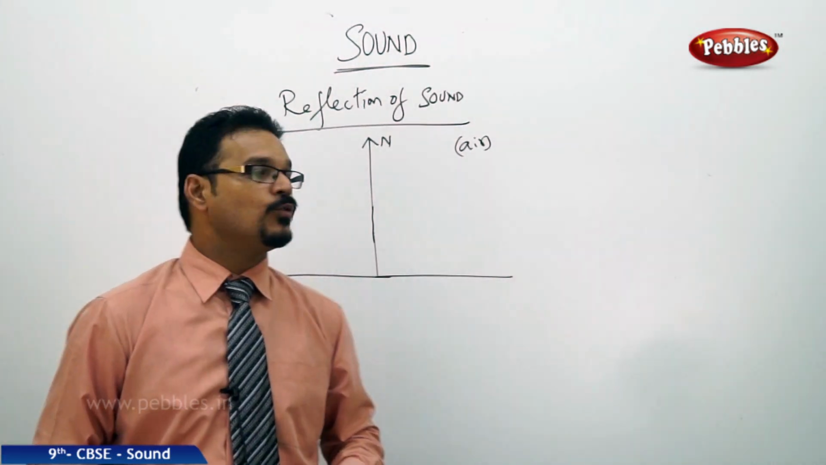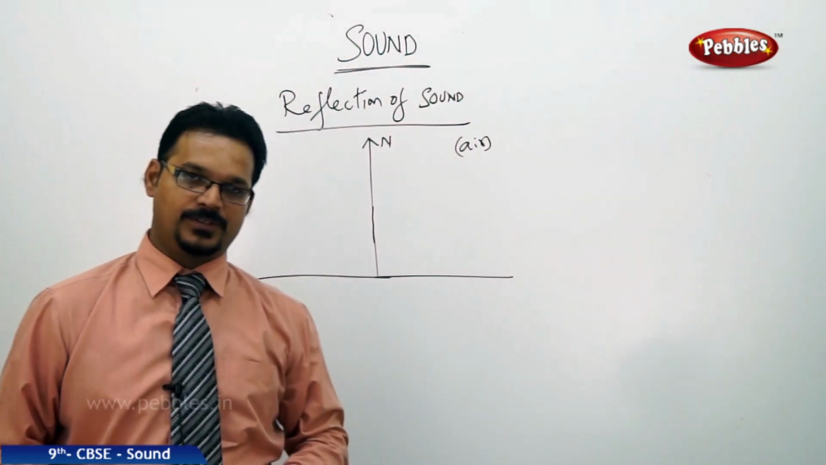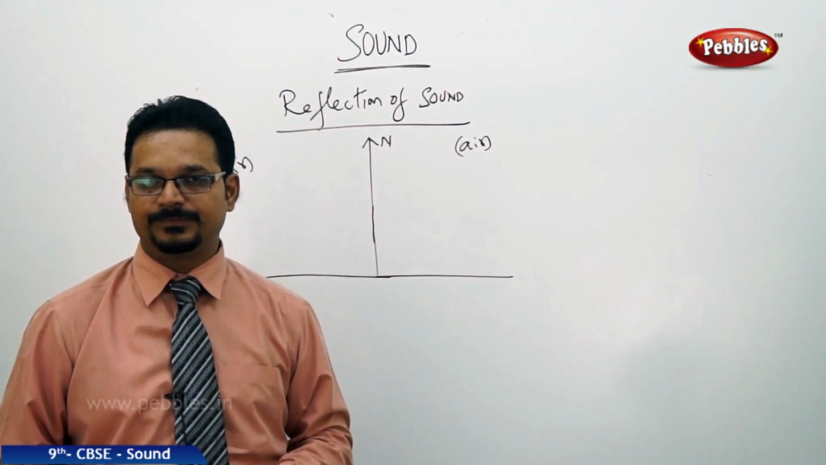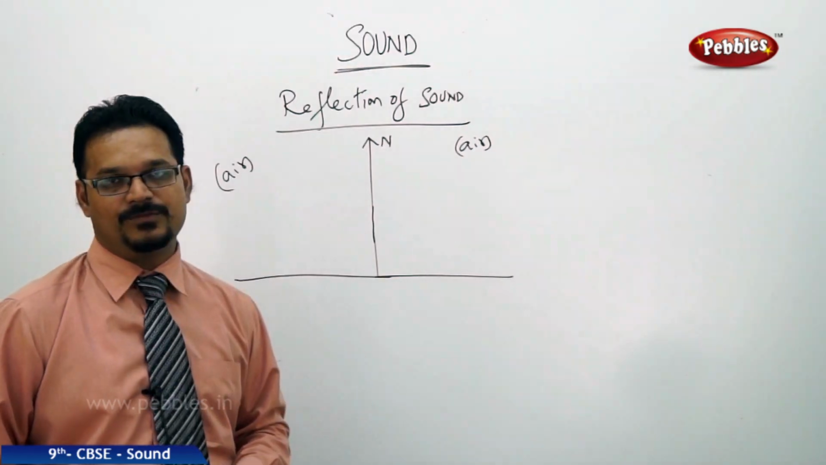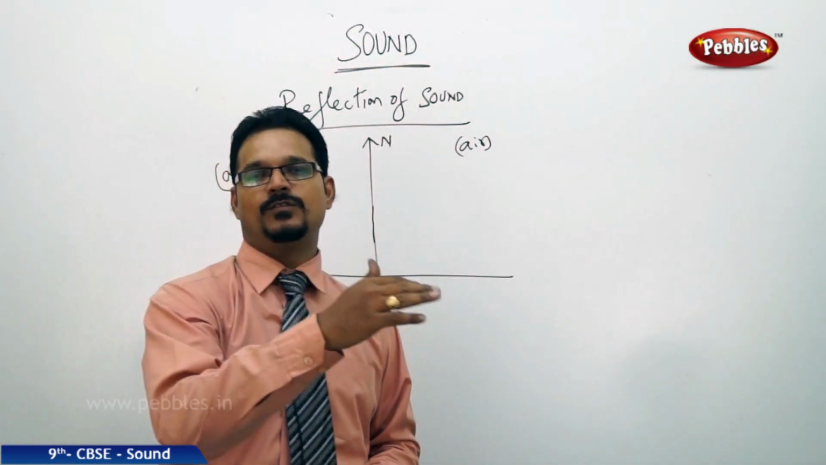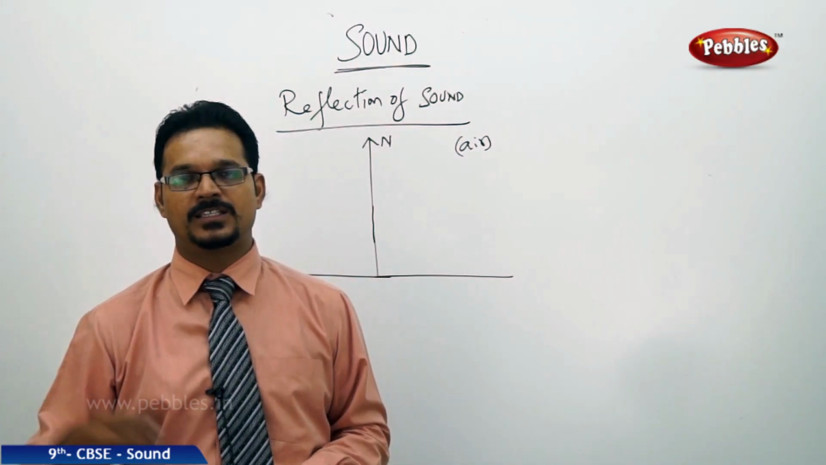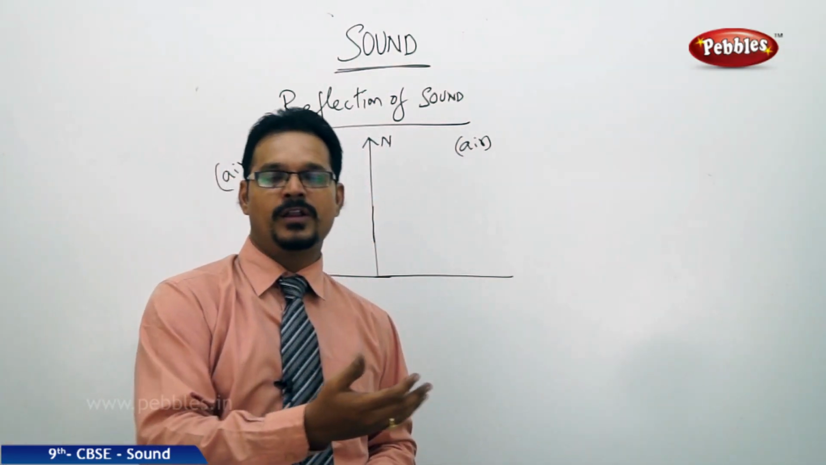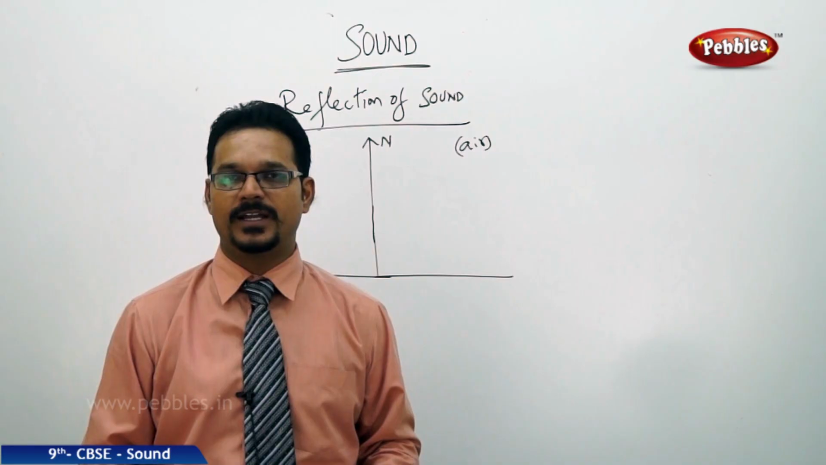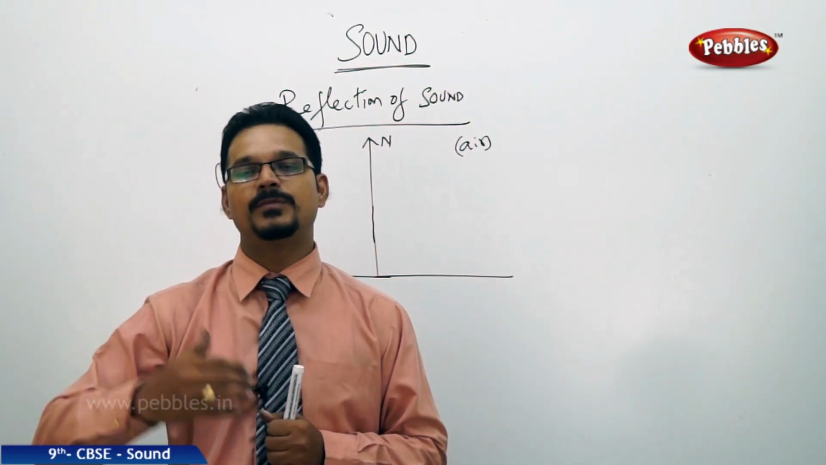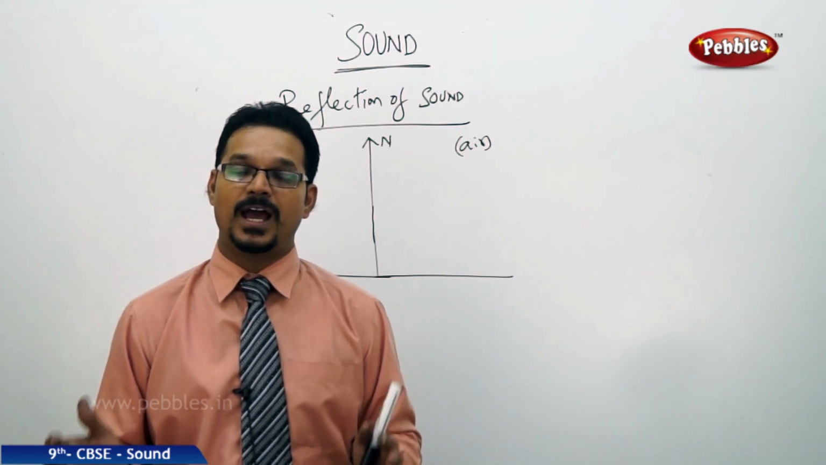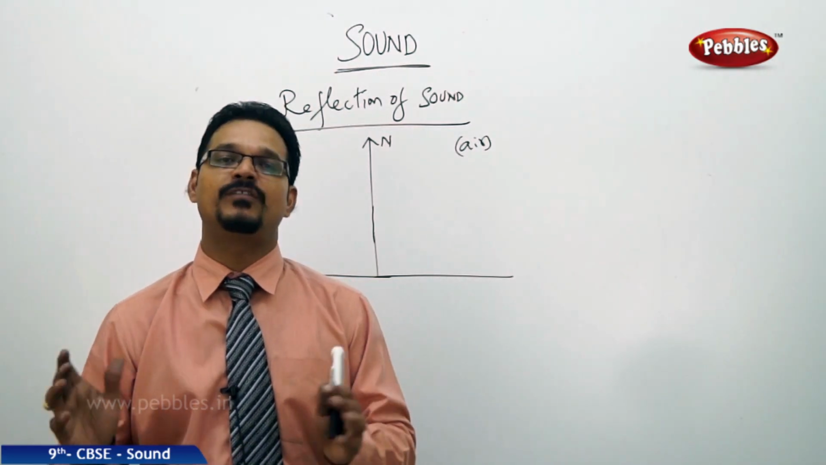Okay, now we are going to some more concepts in the sound chapter. The first concept is reflection of sound. What is reflection of sound? The name itself tells you: reflection. Just as light comes, falls on the wall and bounces back, similarly, when sound comes and falls on the wall or any substance and bounces back, it's called reflection. All waves satisfy the law of reflection. It may be a sound wave, a light wave, or any other type of electromagnetic wave.